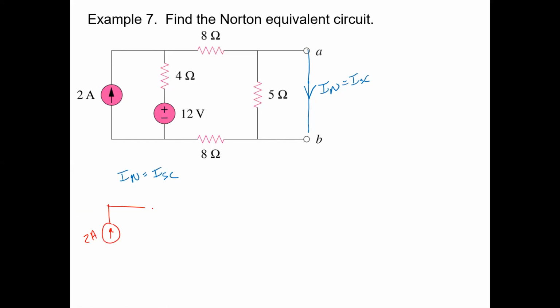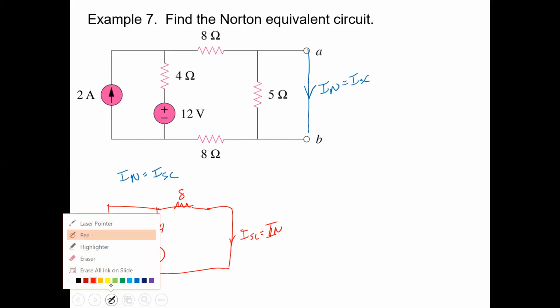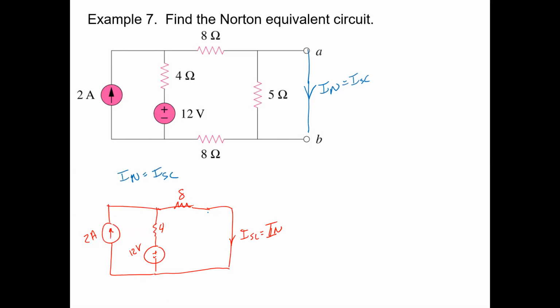So we have a 2 amp source. In this case, we have to have the sources on, because we're finding the short circuit current. And we have a 12 volt source, a 4 ohm resistor, and an 8 ohm resistor. Now, when we have a short circuit, it allows us to ignore the 5 ohm resistor. Why? Yeah, when you have a resistor that's got a short in parallel with it, there's not going to be any current going through the resistor if it can go through that short, right? So it's going to take the path of least resistance.